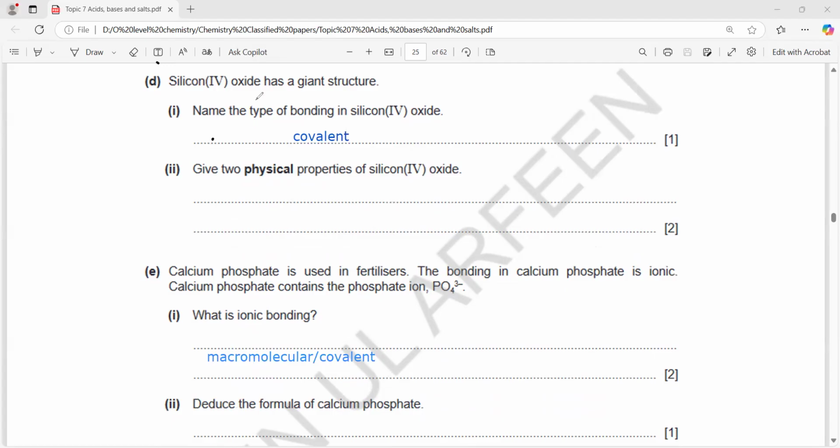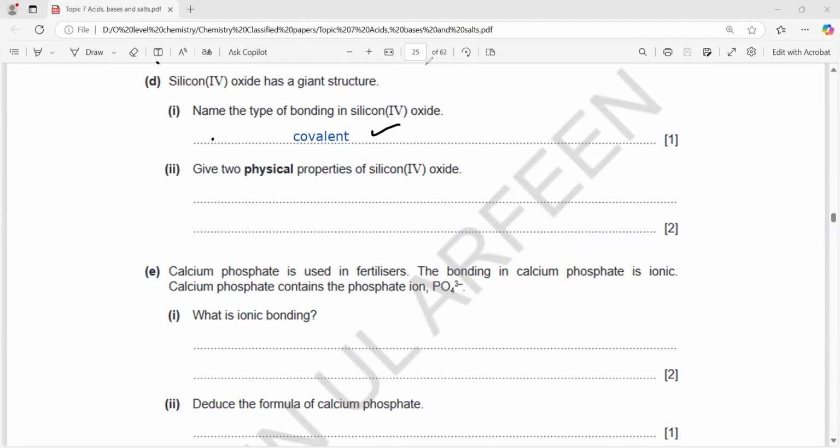Actually, 4 types of bonding are there: ionic, covalent, metallic, and dative. But you are not learning anything about dative. So only 3 types of bonding you have learned: ionic, covalent, metallic. So type of bonding cannot be macromolecule. Type of bonding can be either ionic, covalent, or metallic. Silicon and oxygen are 2 non-metals, and between non-metals it is always a covalent bond.